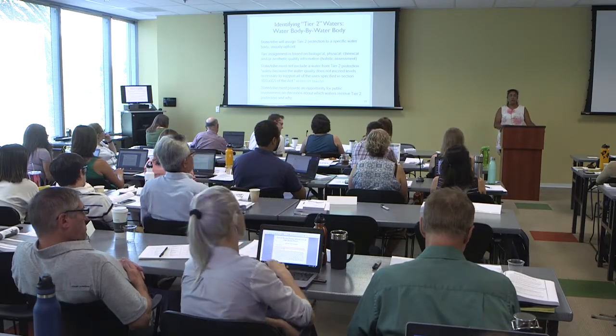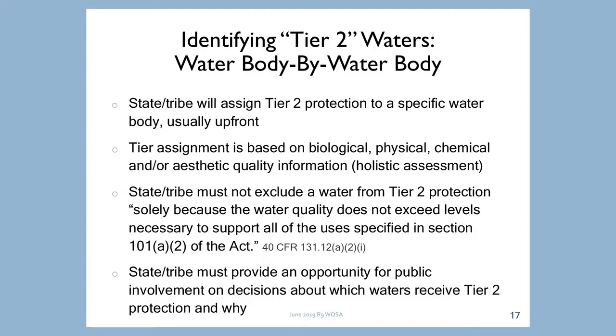Okay. For a water body by water body basis, this one has been a little bit more controversial. So let me describe it and then you'll see what I mean. On a water body by water body basis, states will assign a whole water as a tier 2 up front. They do their evaluation and they decide that as a water body, this water is a tier 2 water body. Now, if you think about it, you're talking about a high quality water body. One could argue that it's a holistic evaluation.